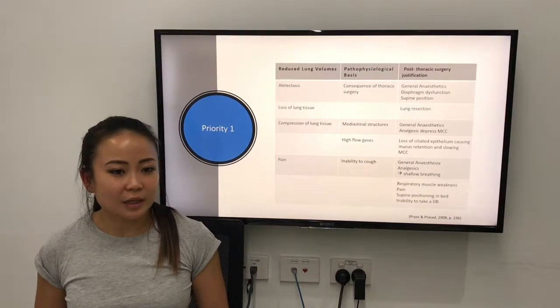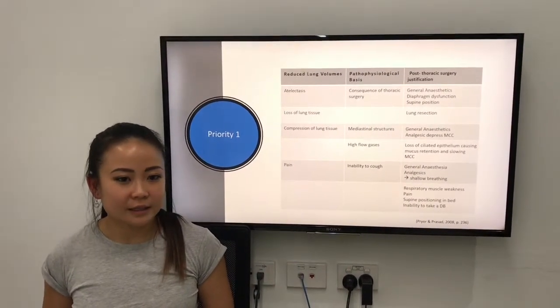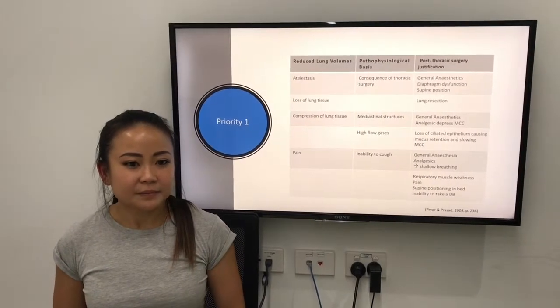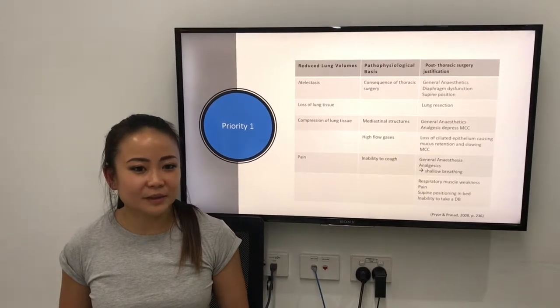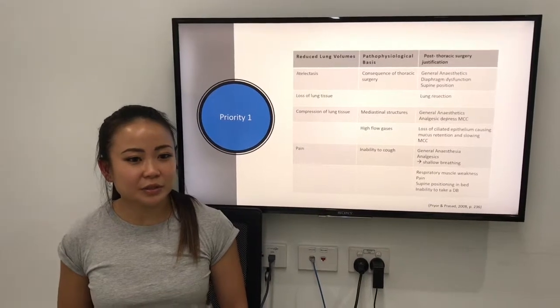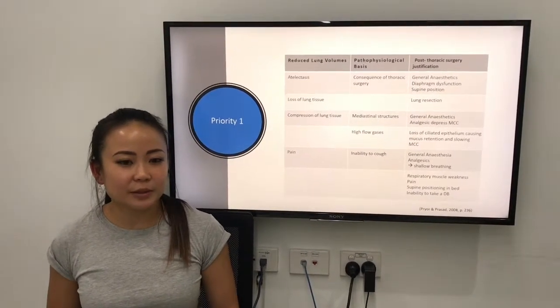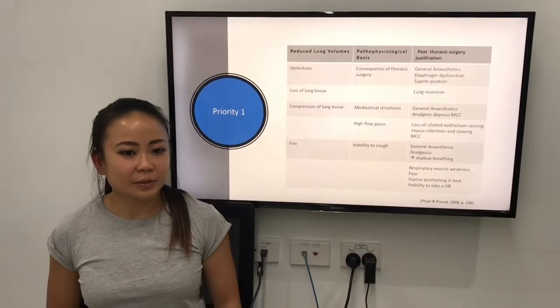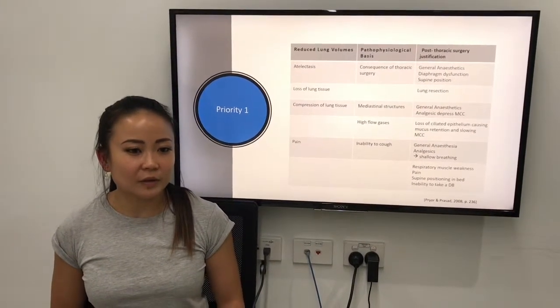The causes of reduced lung volumes are atelectasis, loss of lung tissue, compression of lung tissue, and pain. Atelectasis is a consequence of thoracic surgery due to general anesthesia disrupting the respiratory drive, leading to diaphragm dysfunction. This, in addition to supine position, leads to reduced lung volumes.